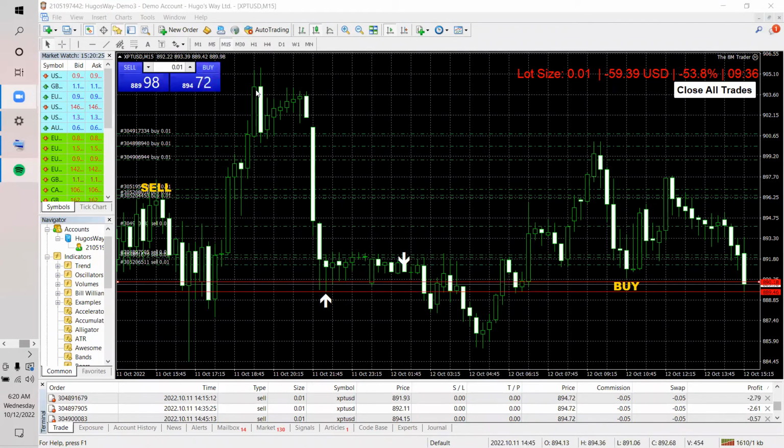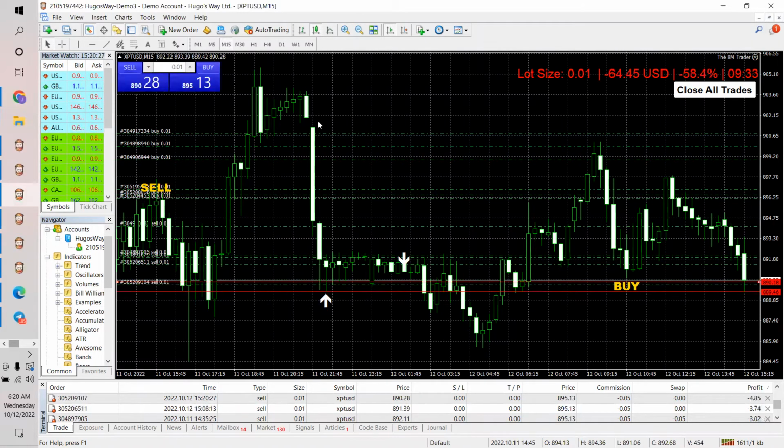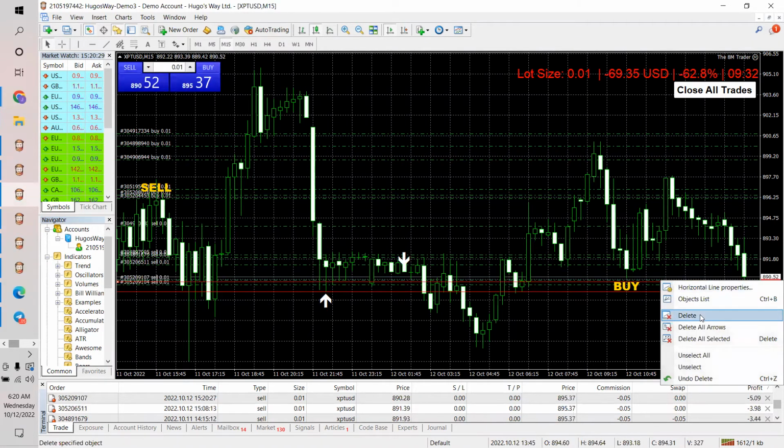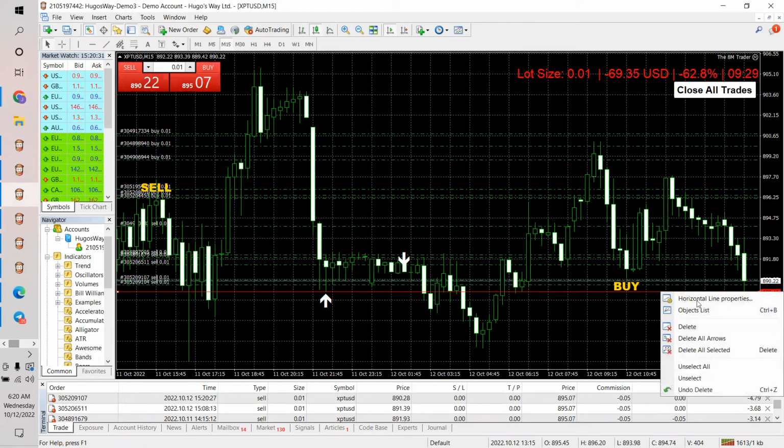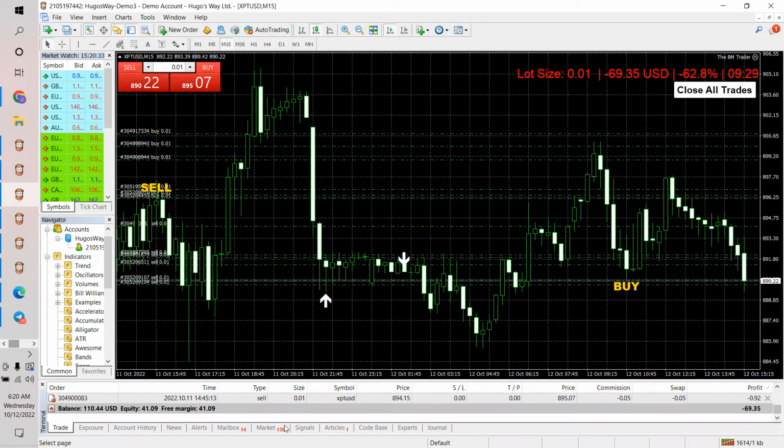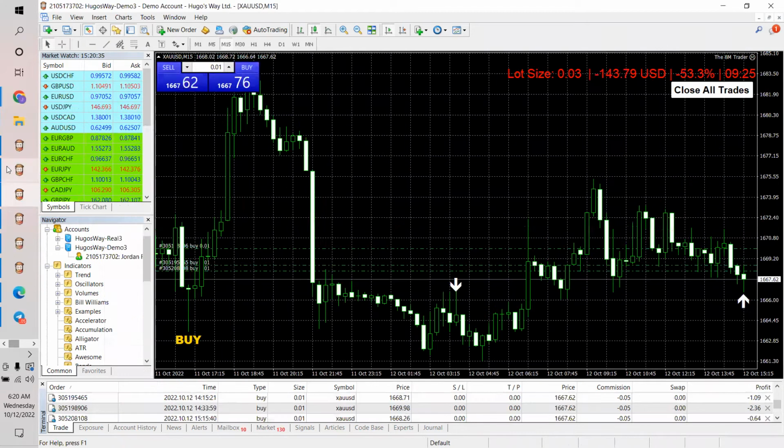Okay, everybody. So that sell arrow disappeared there for platinum. So we're going to go ahead and execute some sell trades, close out the buy trades that we are currently in. So that's where we stand with platinum for right now.